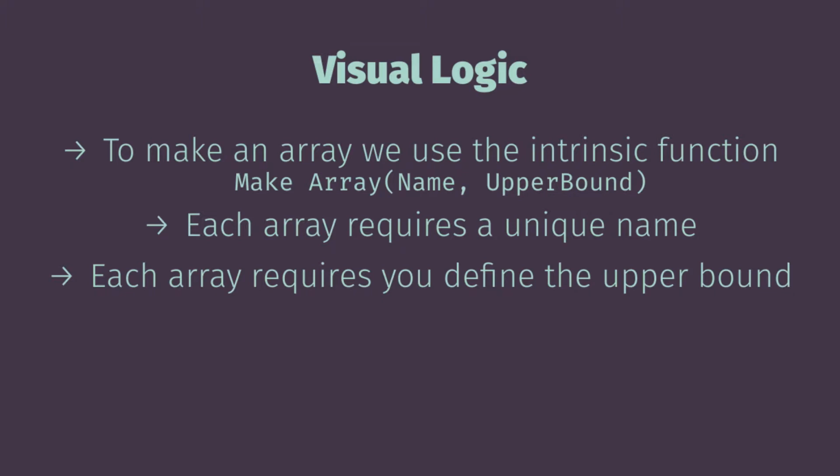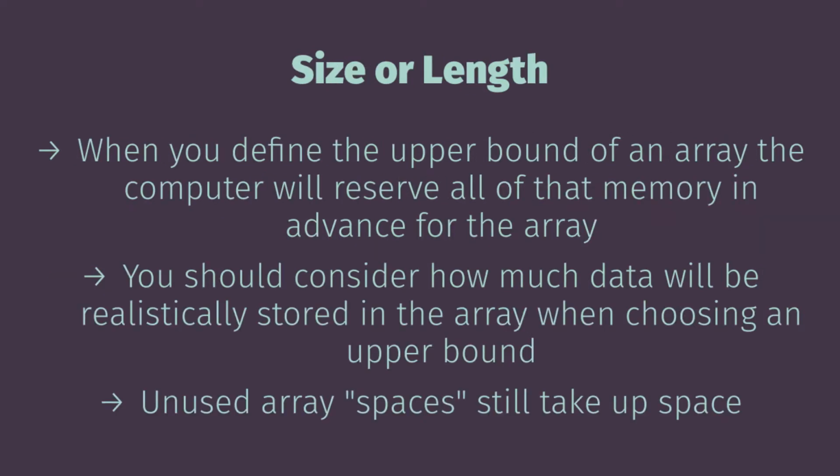So when we're working in Visual Logic, we're going to use an intrinsic function to make arrays. That intrinsic function is called makeArray, and it's going to require 2 parameters. Between the parentheses, we need to provide the name of the list, which will be the first thing. And then after that, we're going to provide the upper bound, or in other words, the highest numbered index of items that we can store in our list. We always have to declare an upper bound because we have a finite amount of RAM and a finite amount of computational resources, so it doesn't make sense to assume that our list is infinite.